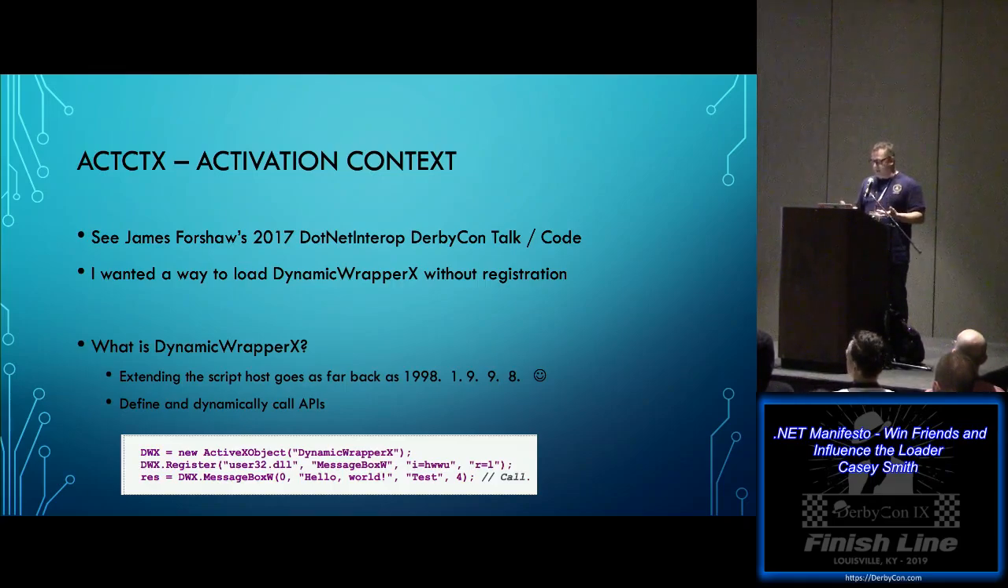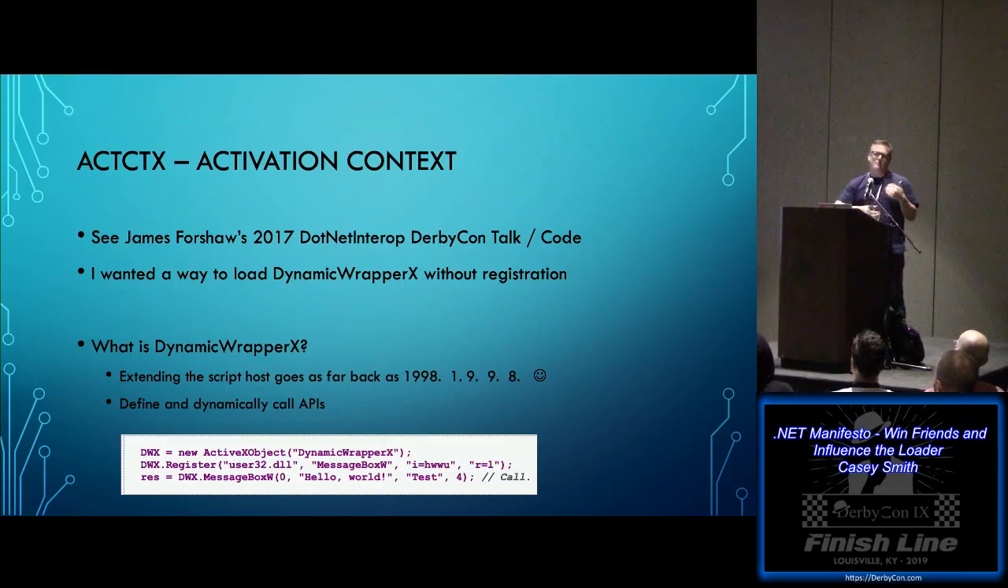For example, if you look at the bottom here, we can create a dynamic wrapper class, and we could register the MessageBox function, which would be in user32. We define the inputs and the return values, and now we can make a direct API call. That's pretty cool. It's a DLL on disk, and if you look at the documentation for DynamicWrapperX, the early phases make sense, but then there's actually registering just raw hex bytes that you can call.